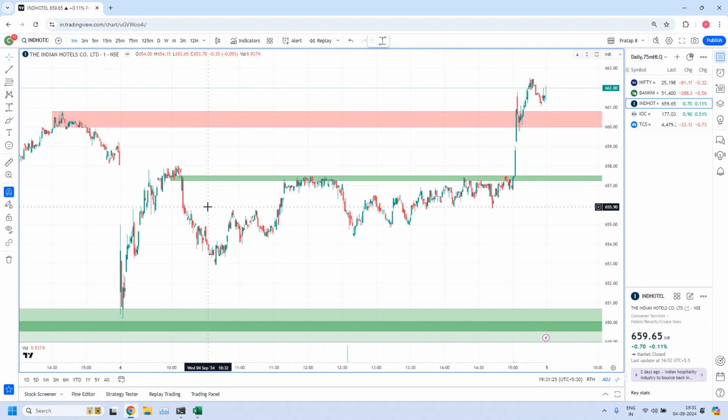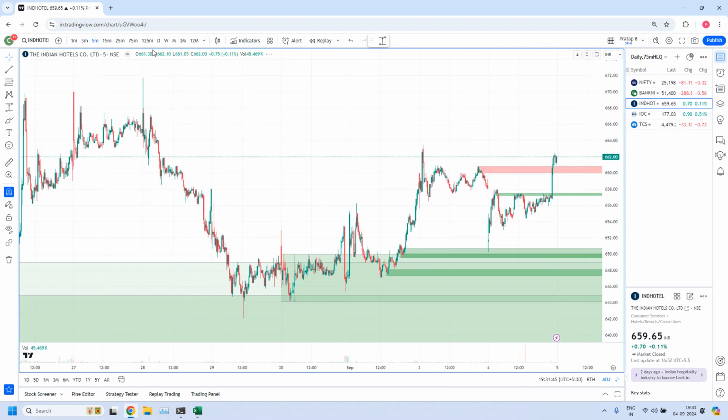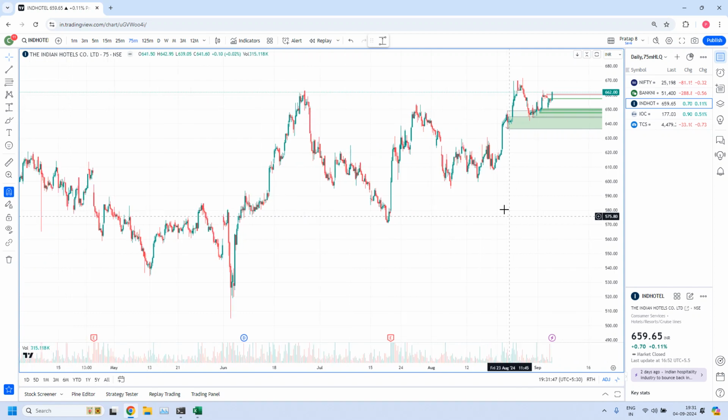Okay. But Indian Hotels is a very good example to understand the trailing stop loss, and also a very good example of how our patience will result in good returns. So this is about Indian Hotels. Next one is TCS.